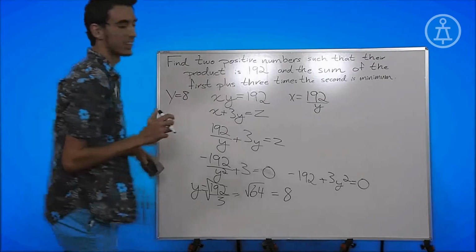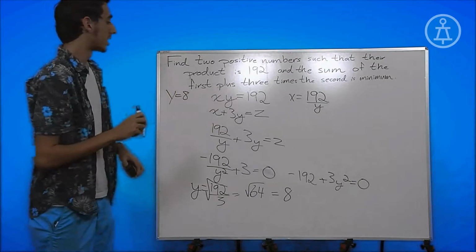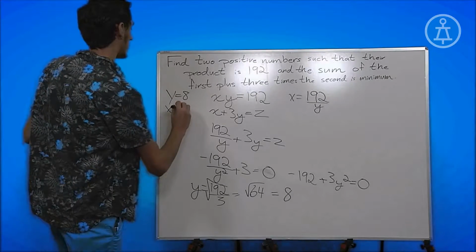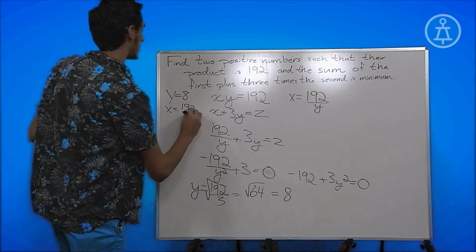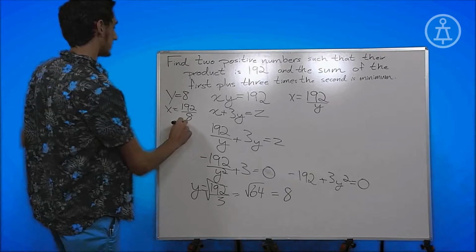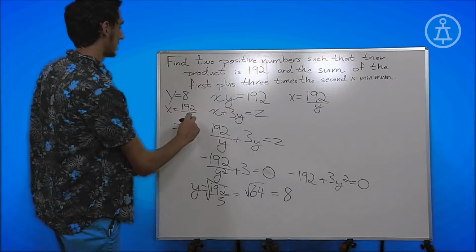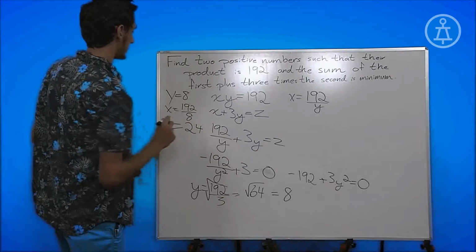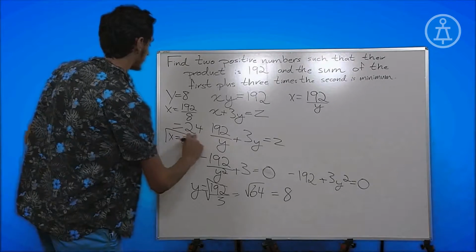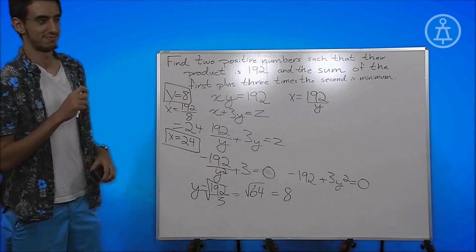But we're not done yet. We still have to solve for x. So let's plug it back into this equation, and then we'll get that x equals 192 over 8, and that equals 24. So we know x equals 24. And that would be the first problem.